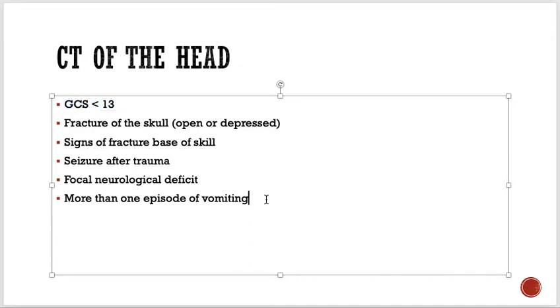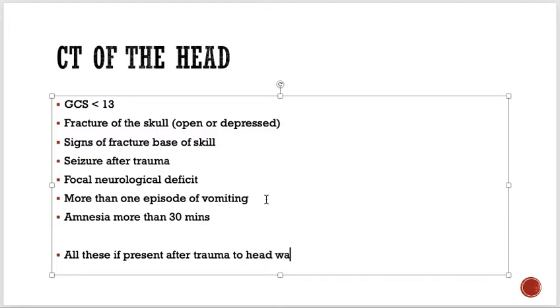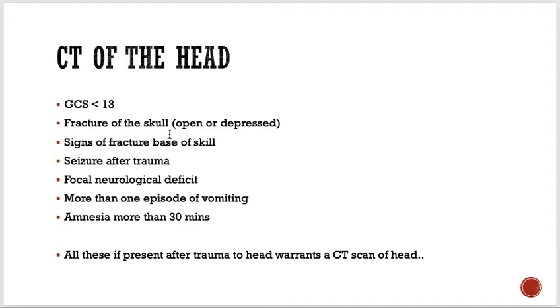Anyone who has amnesia, when people have trauma, they can have amnesia. So amnesia of more than 30 minutes. Okay, so this is important. Less than 30 minutes, we don't go for a scan. All these, if present after trauma to the head, warrant a CT scan of the head. So whenever people come after trauma and we find any one of these things, we directly go for the CT scan of the head.